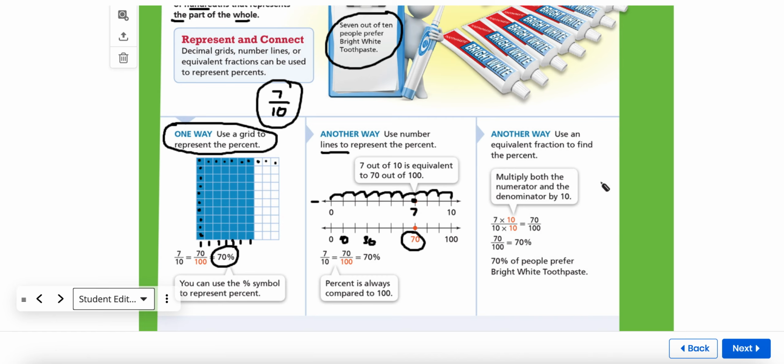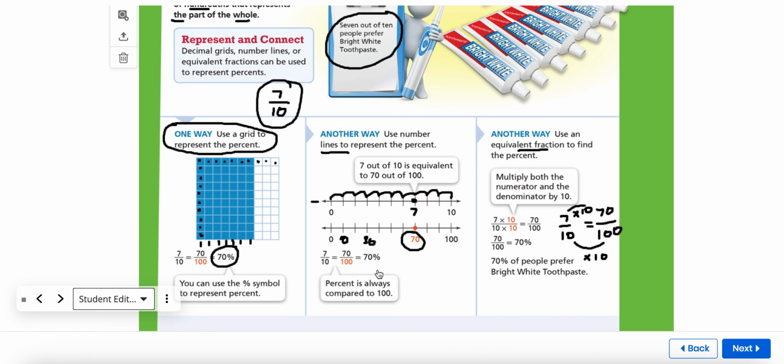So we're going to practice those. And the last method, and it's something that you are familiar with, is writing equivalent fractions to find the percent. So you're going to write the 7 out of 10, which is what they gave you, and compare it to what percent out of 100, because you already know that every percent is out of 100. Then you're going to say, how do I go from 10 to 100? You have to multiply by 10. So you're going to do the same thing on the top. You multiply by 10. 7 times 10 is 70. Therefore, your percent is 70%.